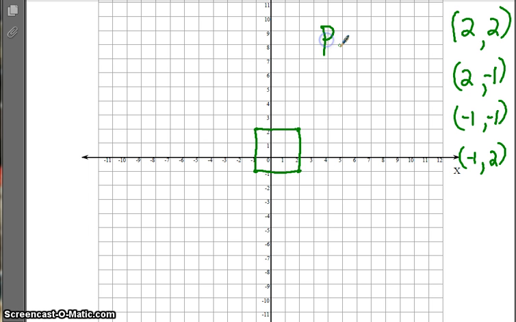So perimeter of a square, remember, is P equals 4S. So P equals 4 times 3. So P equals 12 units. The perimeter of this square is 12 units.